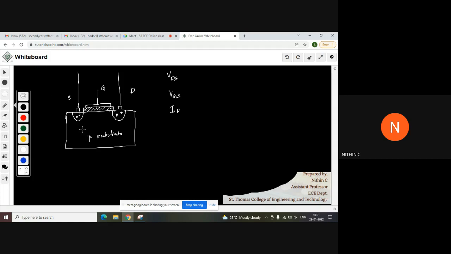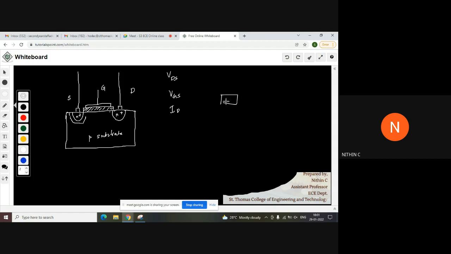So since you are having a PN junction over here, naturally you will be having a depletion region. Okay, no doubt about that. We will be having a depletion layer. I am drawing the depletion layer. Don't confuse this with channel. I am not drawing the channel right now. I am drawing the depletion layer.